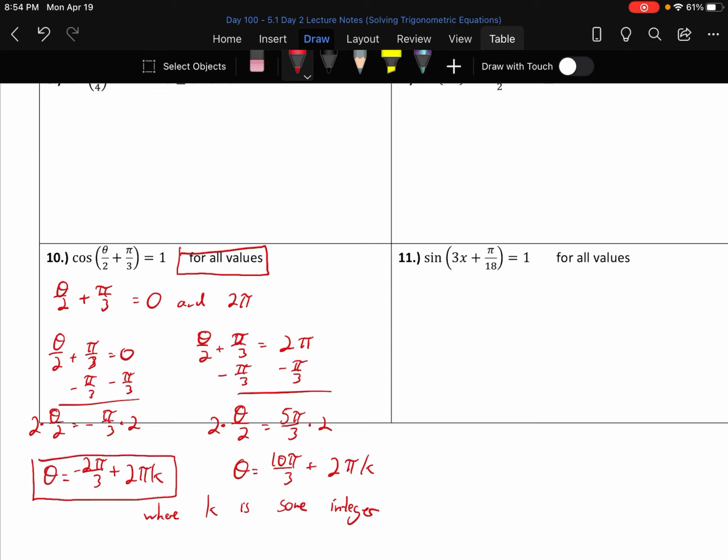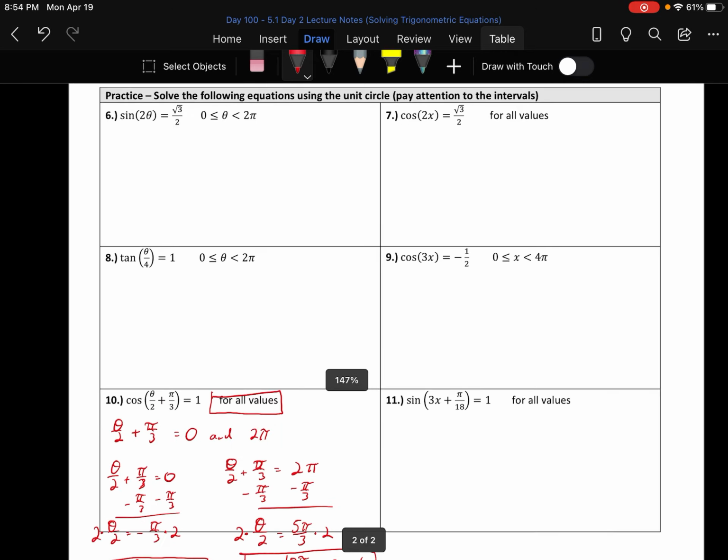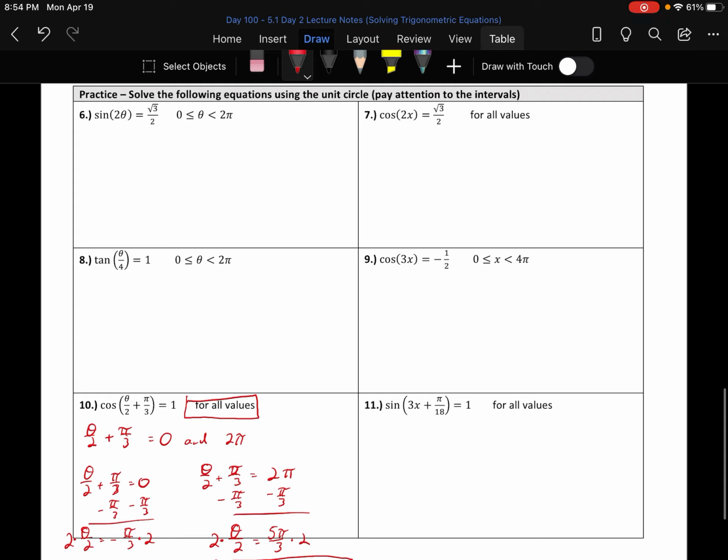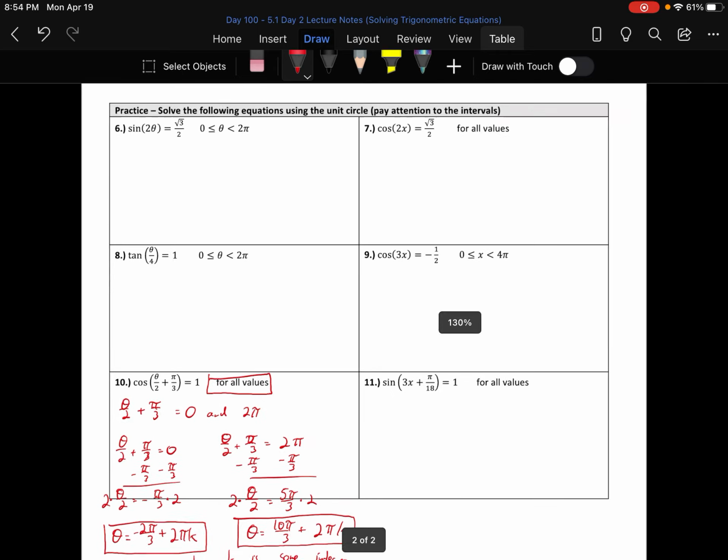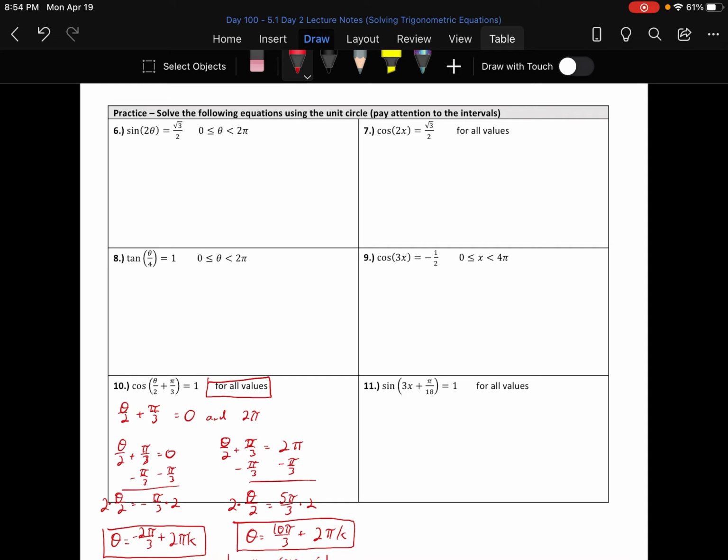And obviously I wanted to go over number 10 because number 11 is going to be very similar, but you're going to try that on your own. Okay, so the rest, like I said, you can try on your own. So 6, 7, 8, 9, and 11 for this one. And that is basically it for today's lesson. Okay? So solving trig equations that require more steps, but hopefully not too bad. I mean, 10 might have been a little bit tricky, but hopefully the rest won't be too much.